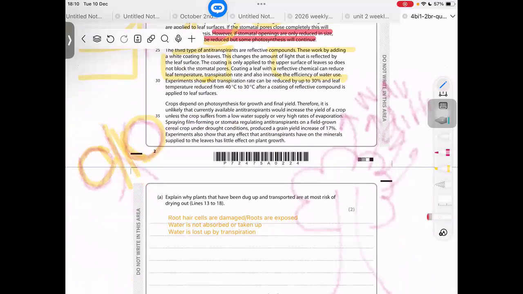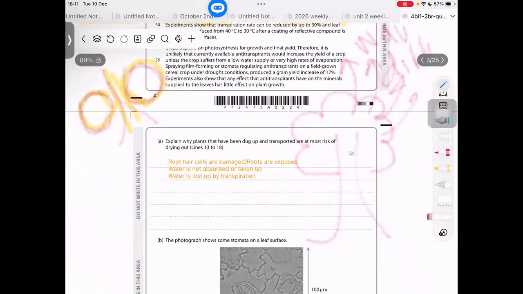Transpiration happens through the stomata, right? So when you dug up the plant, the root hair cells are damaged. That should be your first point, right? Should be your first point.